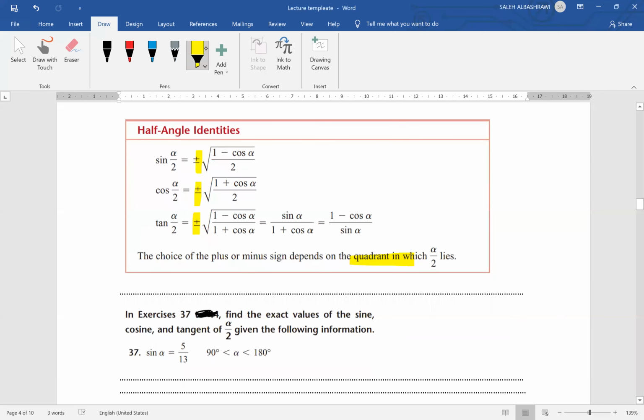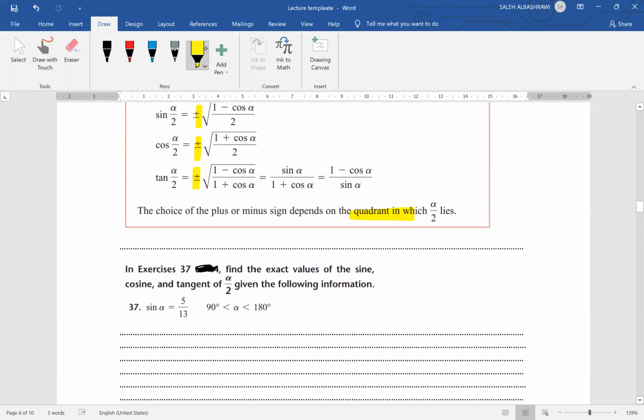And let's apply this to find some exact values for the sine, cosine, and tangent of alpha over 2 if we are given one of the trigonometric function values and the quadrant of the angle alpha. So I need to find the exact values of the sine, cosine, and tangent of alpha over 2. But we are given sine alpha only. Sine alpha equal to 5 over 13. And we need to find the sine of alpha over 2, the half angle of this one, and cosine alpha over 2, tangent alpha over 2.